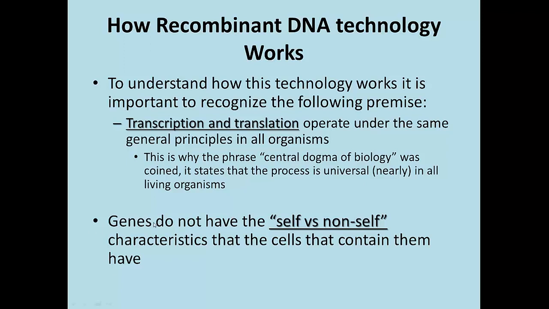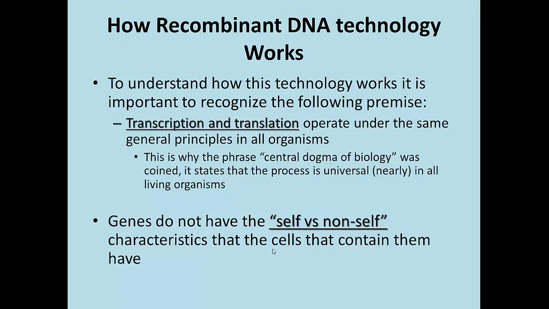DNA is universal. Another way of looking at it, as it says down here, DNA and genes do not have a self versus non-self form of identity. Cells do. Our tissue and our cells have markers that determine self from non-self. We talked about that in the immunology section. But the genes themselves don't have markers that say, okay, this DNA comes from you, and this piece of DNA came from somewhere else.